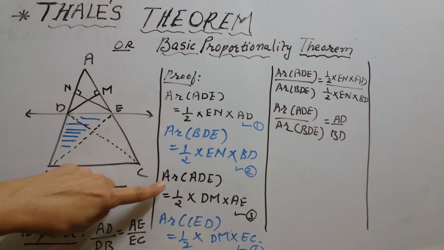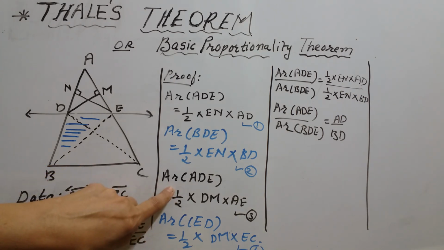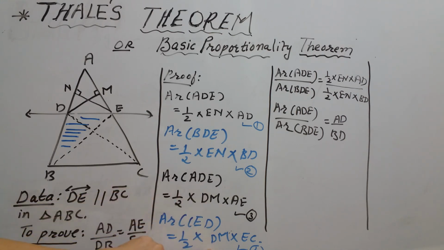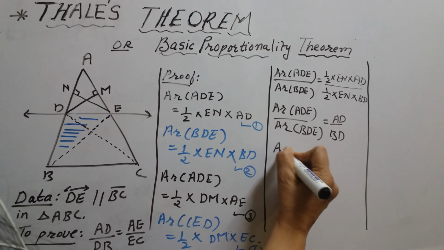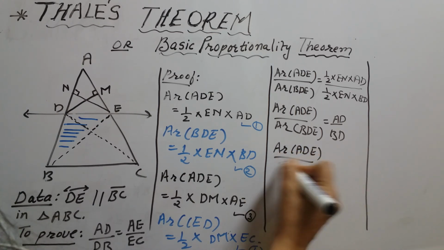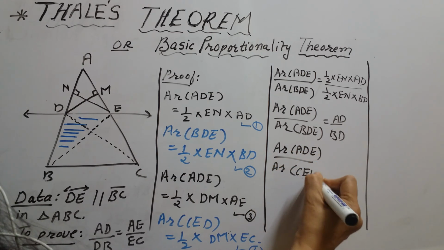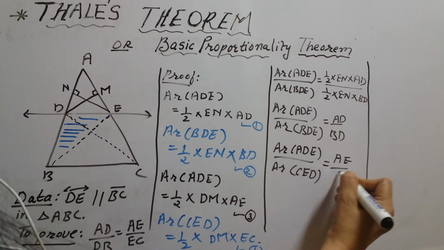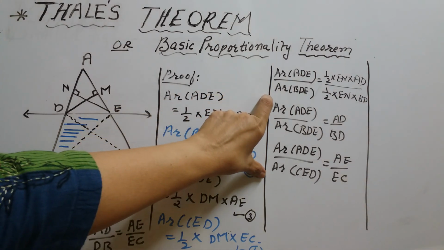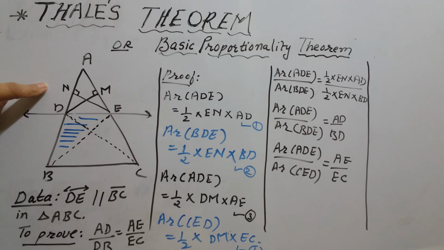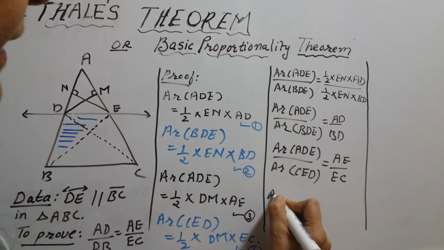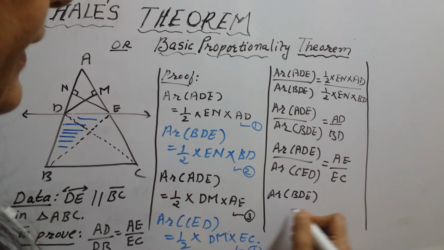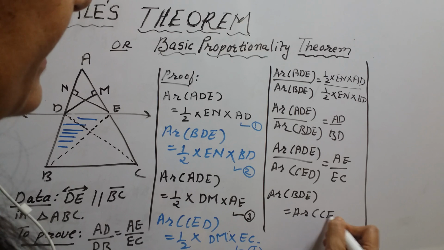Similarly, when I take the ratio of area ADE to area CED, again half and half get cancelled, DM and DM get cancelled. So I can say area ADE by area CED is equal to AE by EC. Now if you compare these two ratios, for area of triangle ADE, whether you choose altitude DM or altitude EN, the numerical value is going to remain the same. Also I can write area BDE is equal to area CED.